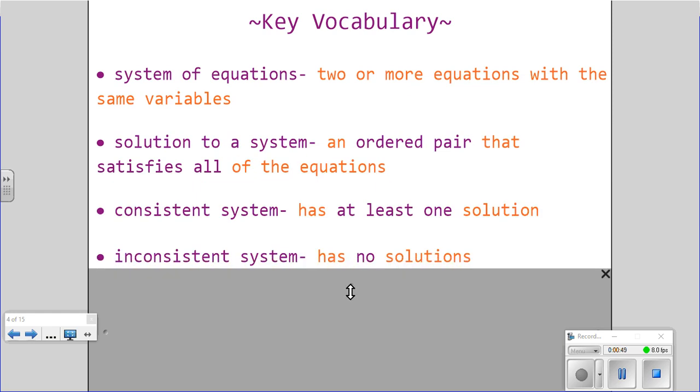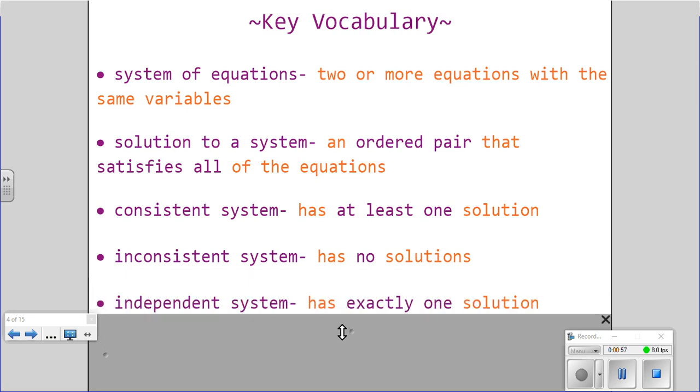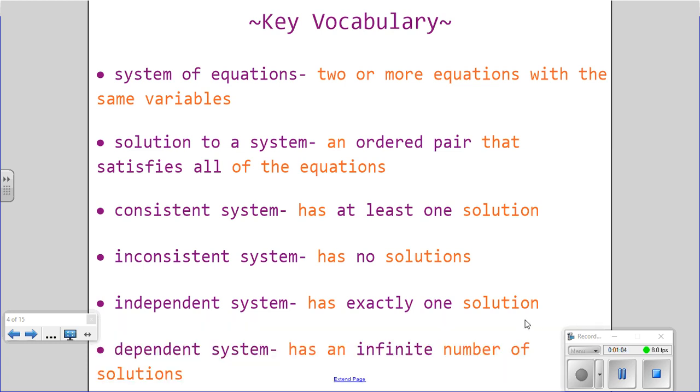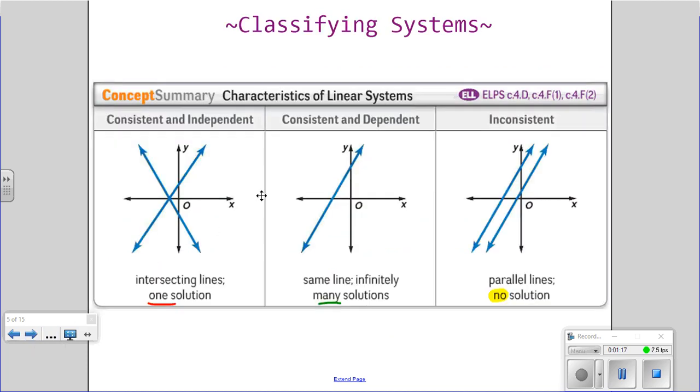An inconsistent system has no solutions. An independent system has exactly one solution. And lastly, we have a dependent system, which has an infinite number of solutions. So when we're classifying systems, we're going to state whether the system is consistent and independent, consistent and dependent, or inconsistent.